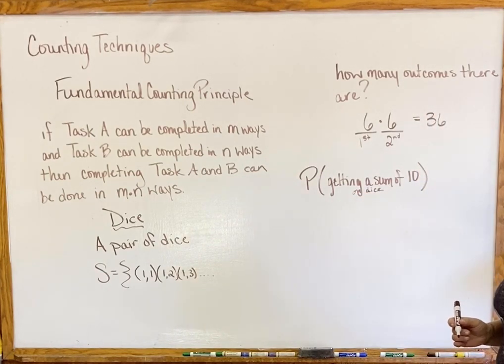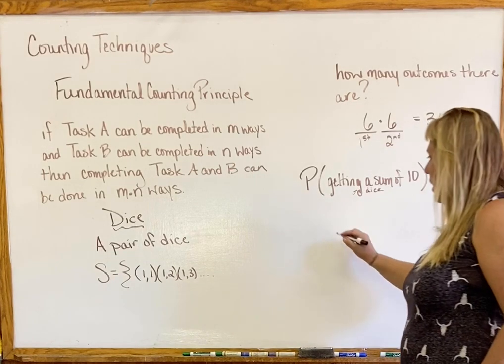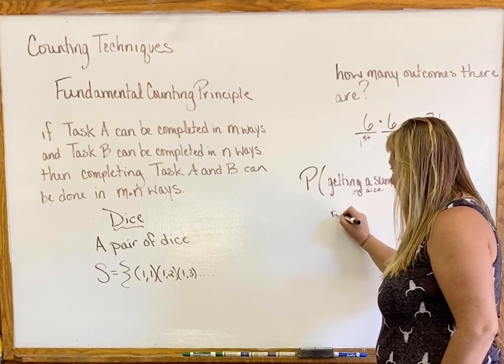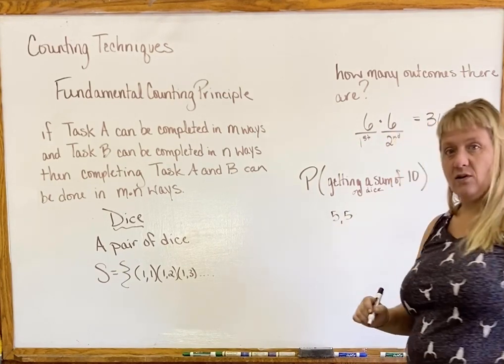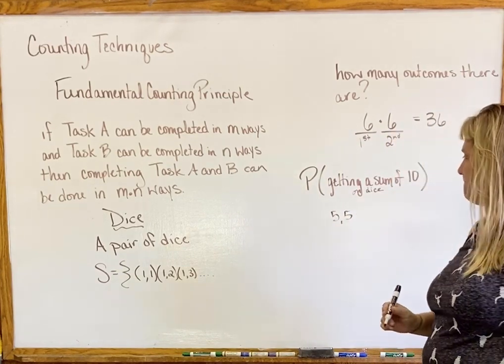Okay, so we want to get a sum of 10. So what we need to do is think about all the different arrangements of the dice that could give us a sum of 10. The first one would be if we got a 5 and a 5. Does everybody agree? If we got two 5s, we'd get a 10.